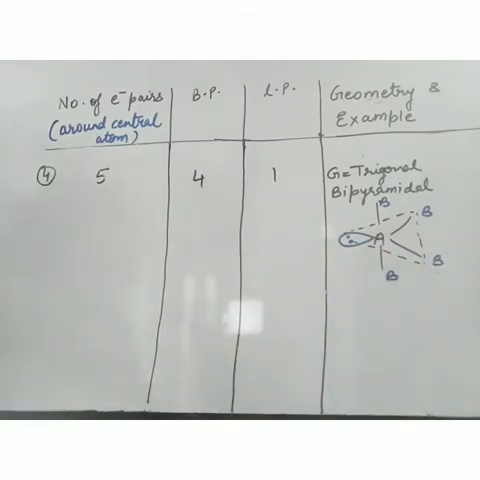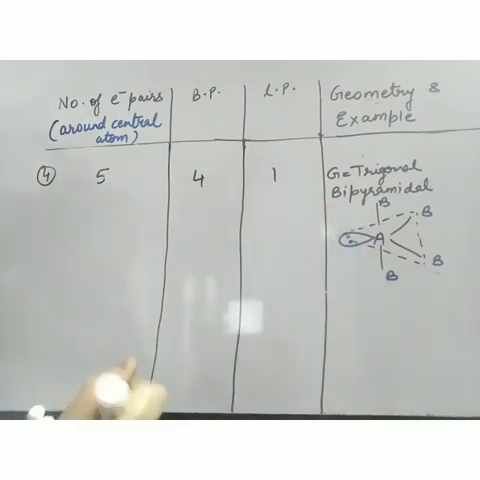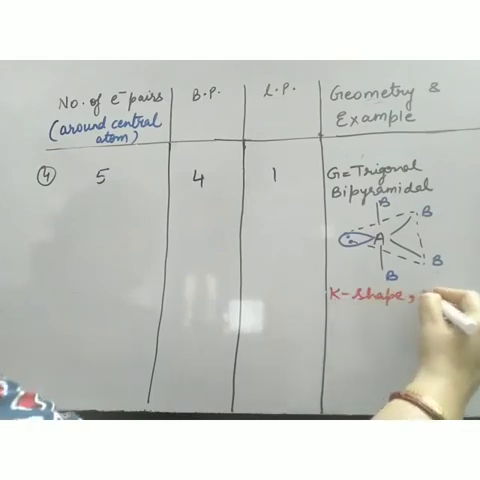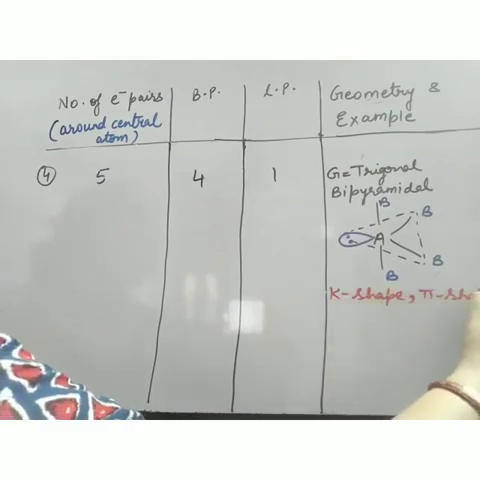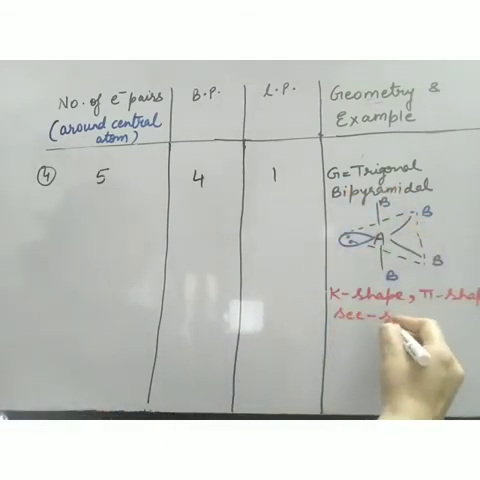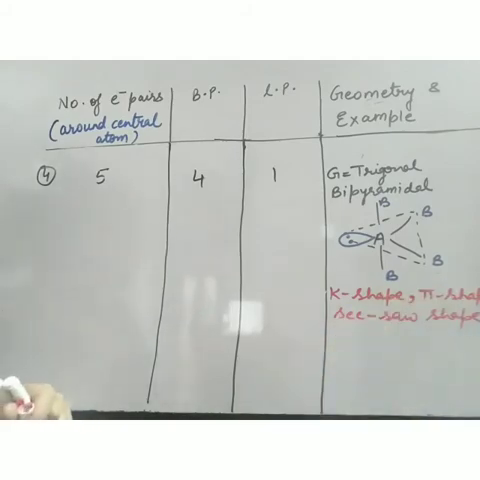The geometry is still trigonal bipyramidal, but the shape is different. Now hide the lone pair. It looks like the form of K, so we can write K shape. We can write pi shape also. It is in the form of pi, or seesaw shape. So this is the shape of the molecule.